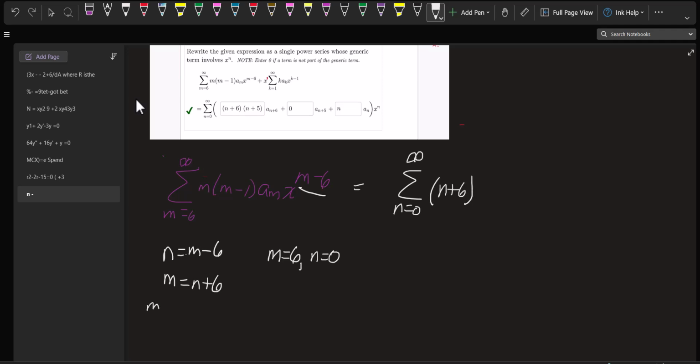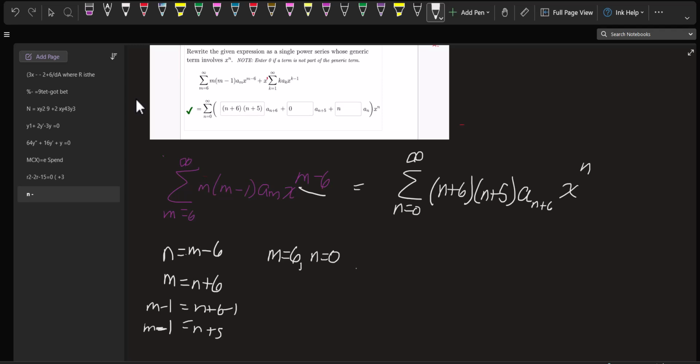m is n plus 6, so m minus 1 is n plus 5, and a_m becomes a sub n plus 6, and x to the m minus 6 becomes x to the n.